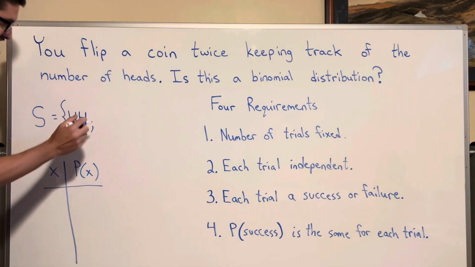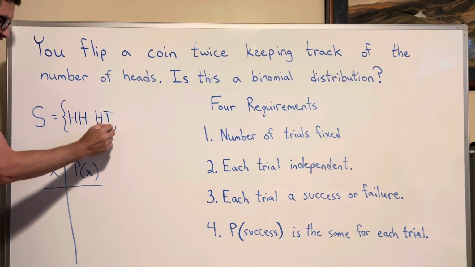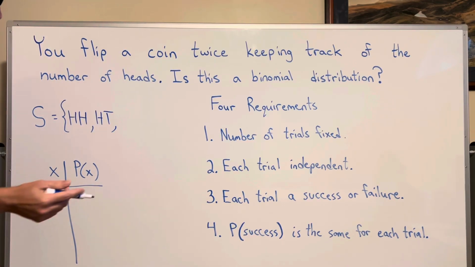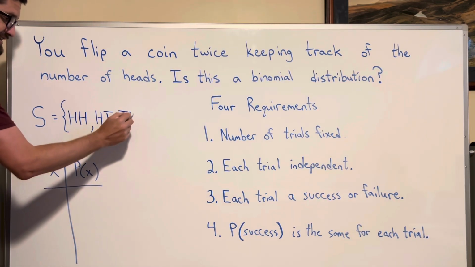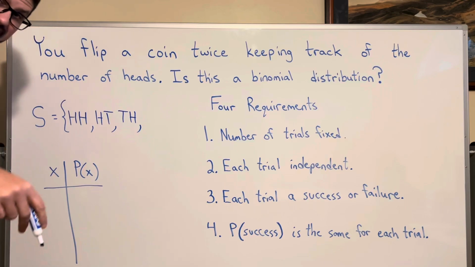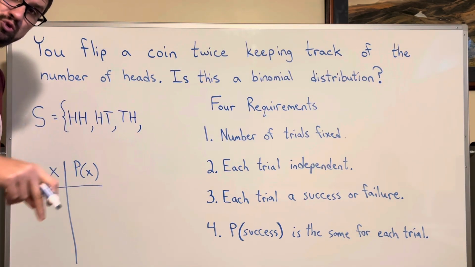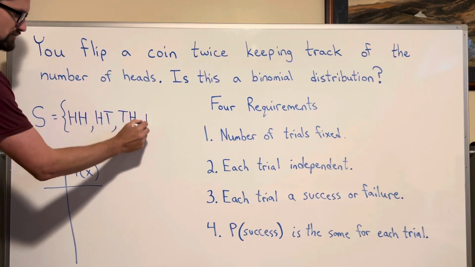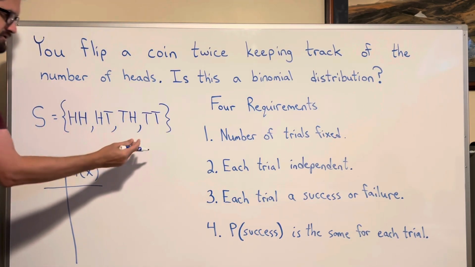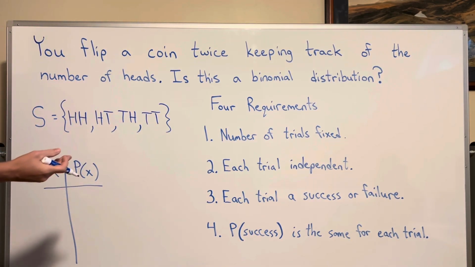You could get a heads and then a tails. You could get a tails and then a heads. And the only other possibility is two tails in a row. So here's all the possible outcomes.